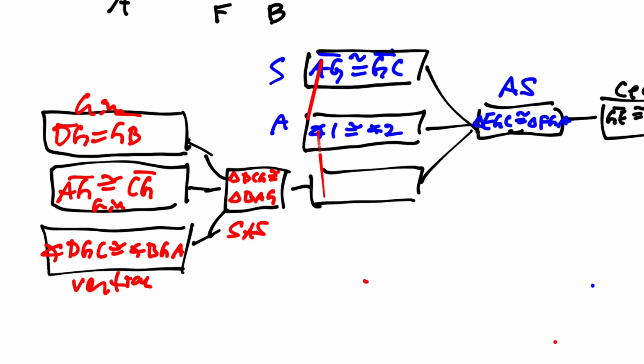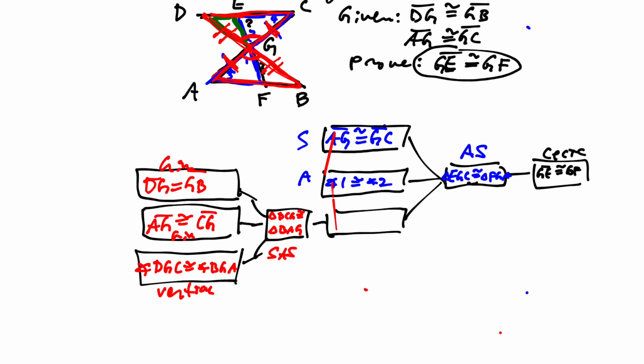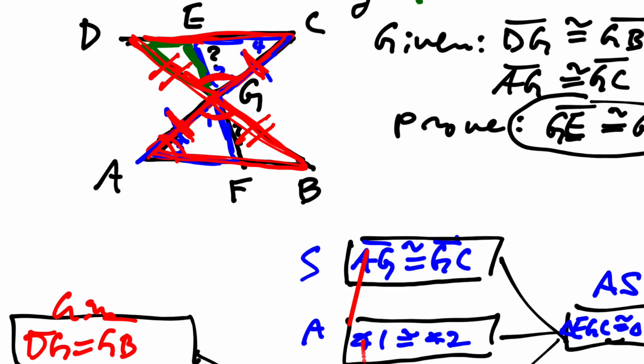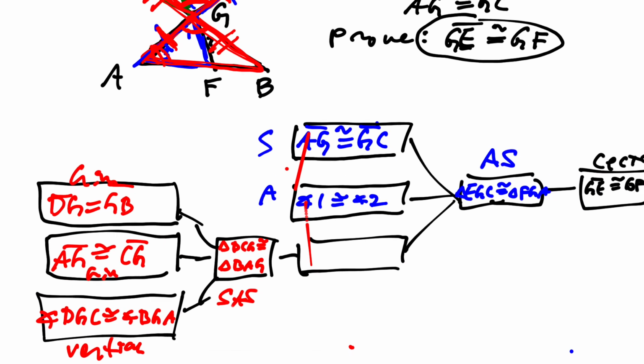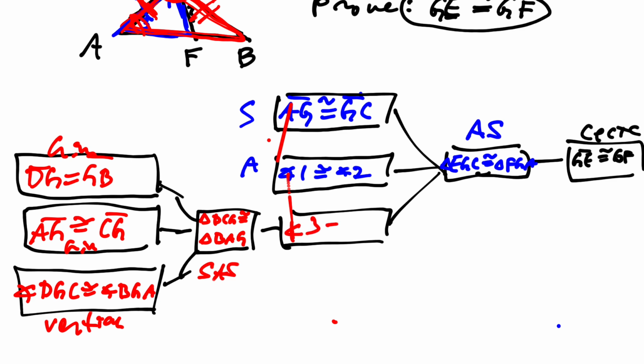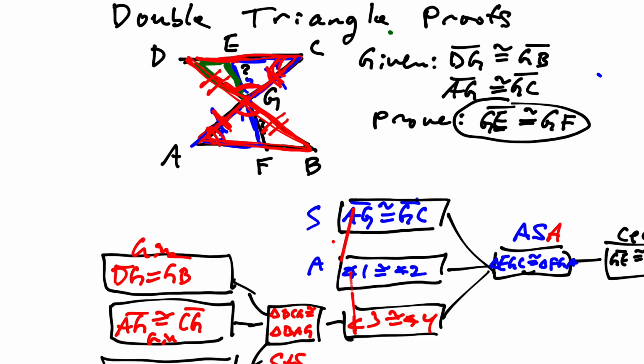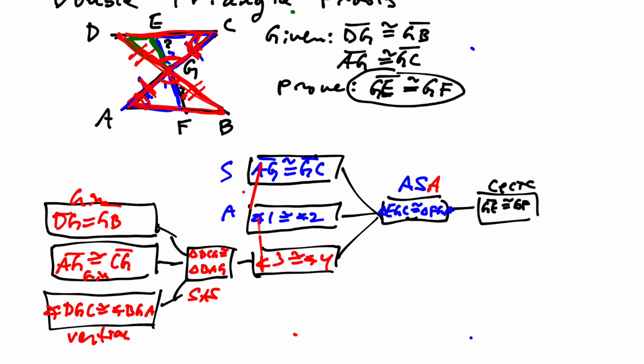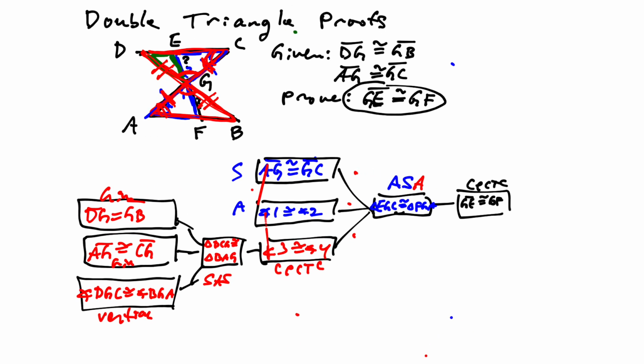Now that I know those triangles are congruent, I can say that the other pieces of that triangle are congruent, including, very importantly, angle 3 and angle 4. So I'm going to put that right here. Well, that's just what I needed, because angles 3 and 4 were part of both the blue triangles and the red triangles. So once I prove the red triangles are congruent, I can say that angle 3 is congruent to 4 by CPCTC, which gets me the blue triangles by ASA and GE congruent to GF by CPCTC. That's the way that works.